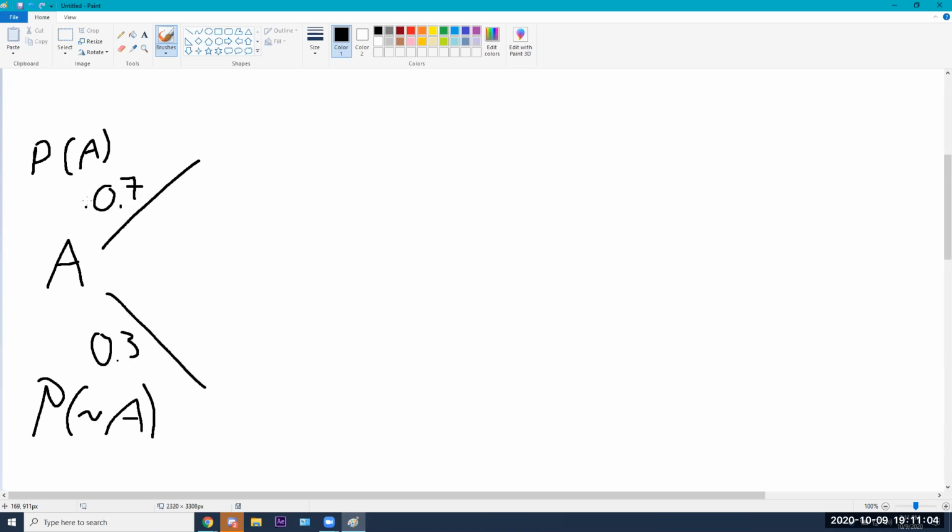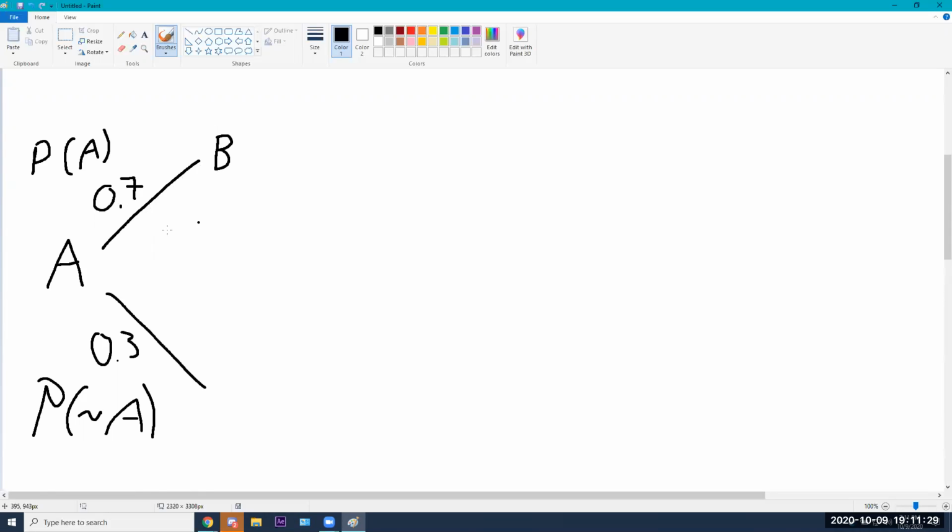But this part isn't too important. What we want to focus on is this section. So we have a 0.7, 70% chance of A. That's the probability of A. So the chance that we go down this path, that this case occurs, is 70%. So now we consider the probability of B.